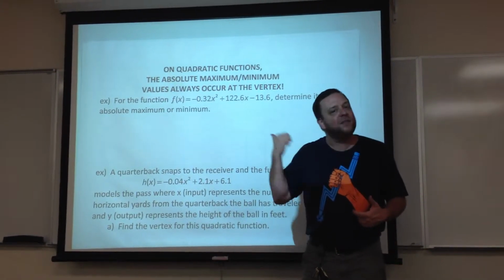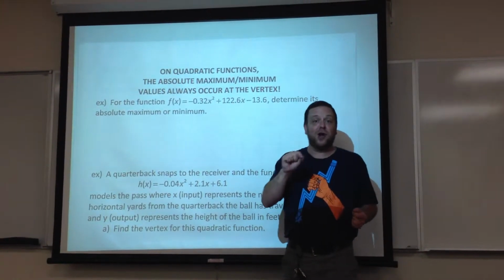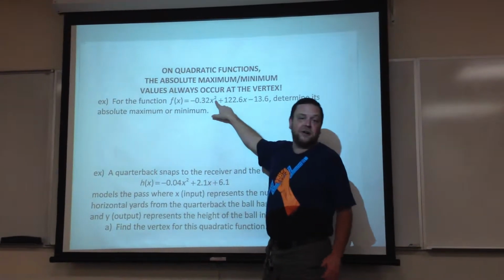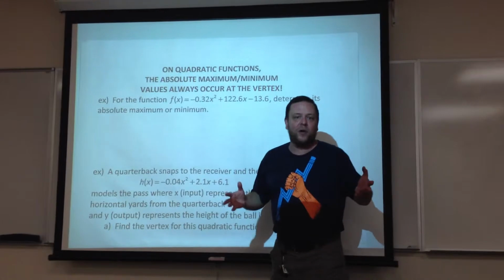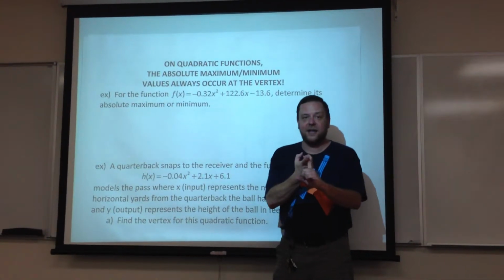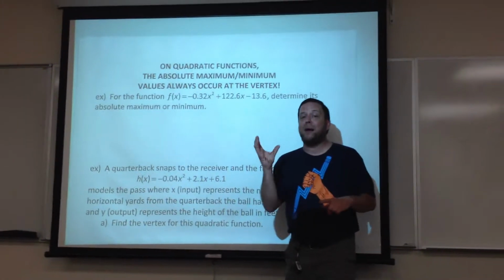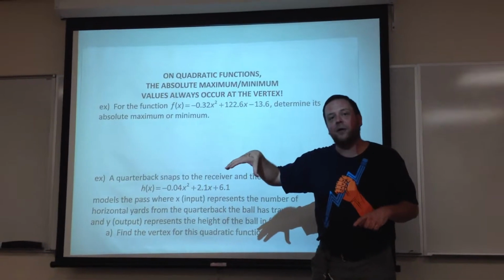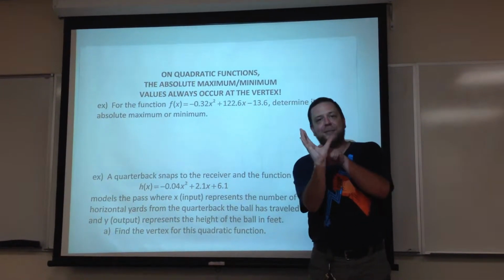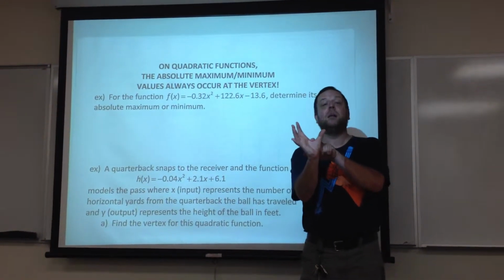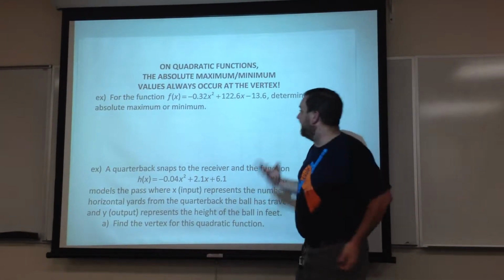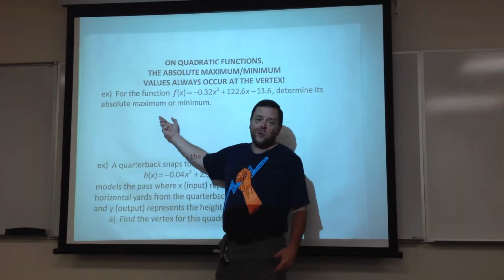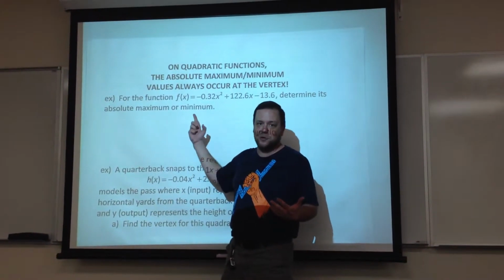So one level of difficulty in this problem is first recognizing that this is a quadratic function. If the highest power of x is x squared, it's quadratic. That means it has a vertex, and depending on whether the parabola opens up or opens down, the vertex will be either an absolute minimum if the parabola opens up, or an absolute maximum if the parabola opens down. So in this case, you're prompted for which one is it? Is it absolute max or absolute min?